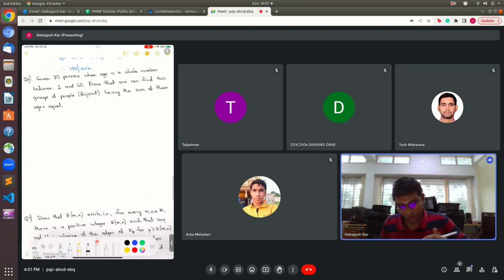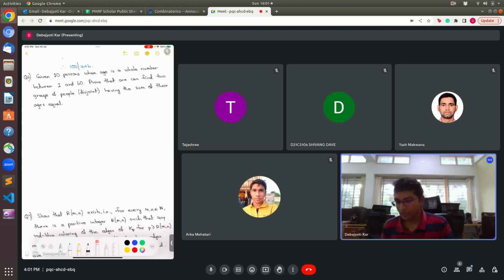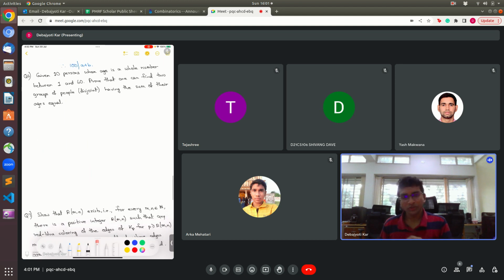Okay, so let's go to the next question. This says that suppose we are given 10 persons whose age is a whole number between 1 and 60. So there are 10 persons, and their ages are between 1 and 60. We need to show that one can find two disjoint groups of people having the sum of their ages equal.